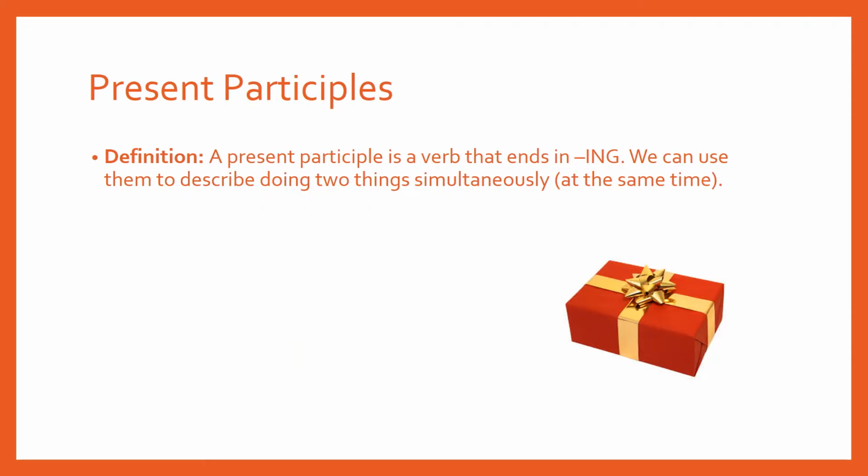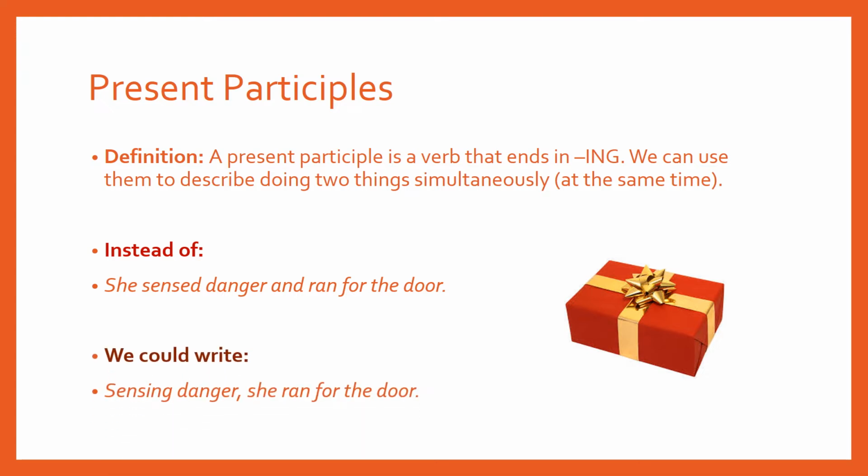In addition to adverbs, what is a present participle? Now this may sound intense or scary, but it is actually quite simple. It is a verb that ends in ing. We use them to describe doing 2 things simultaneously, which means at the same time. Take a look at these examples. So instead of saying, she sensed danger and ran for the door, we could say, sensing danger, she ran for the door.